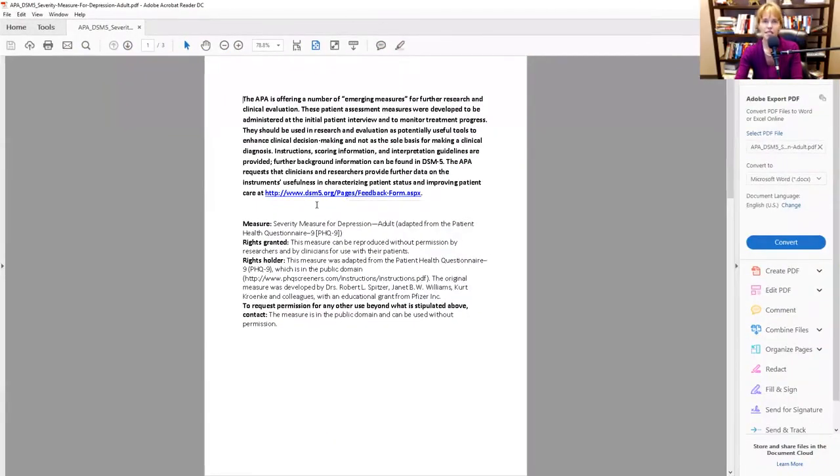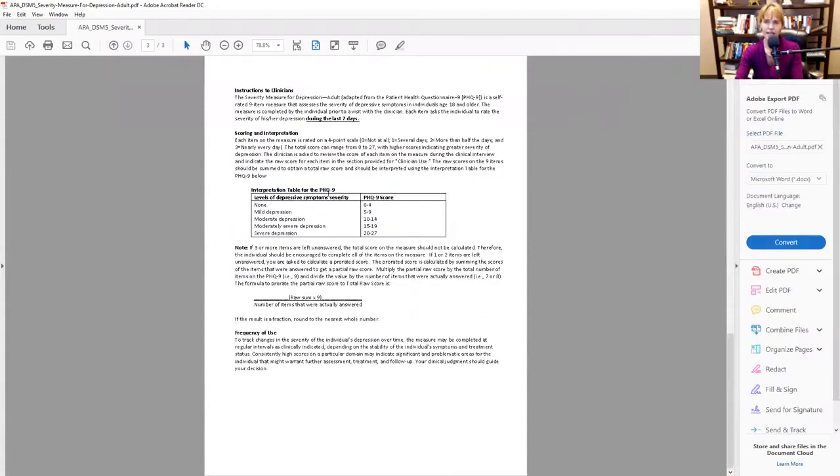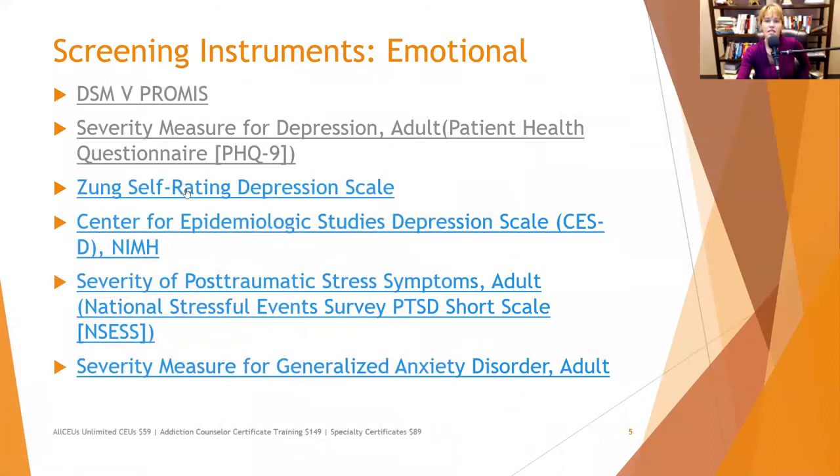So this is the DSM-5 screening measure, and it gives you a quick and dirty screening and how to score it for the PHQ. It's 9 questions ranked on a 3-point Likert scale. Pretty easy to administer to clients, quick and dirty. The Zung Self-Rating Depression Scale, I really like this one.